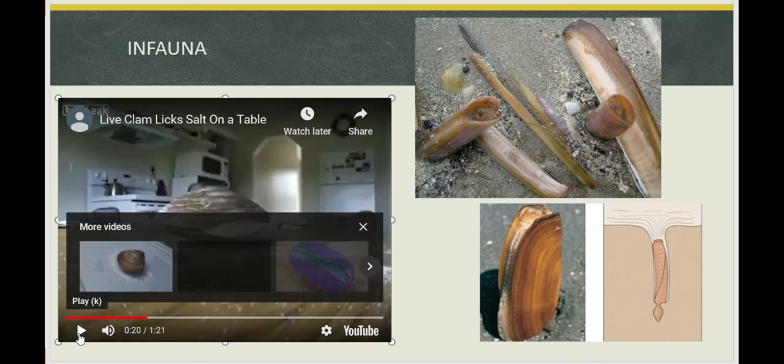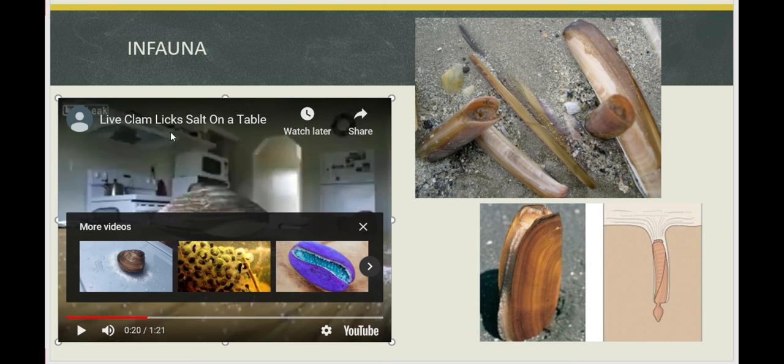Okay, so this says it's licking salt. It's not really licking salt. He's just trying to dig. He's trying to dig down into the sediment. So these guys have a muscular foot that they're adapted so they can dig down into sand.